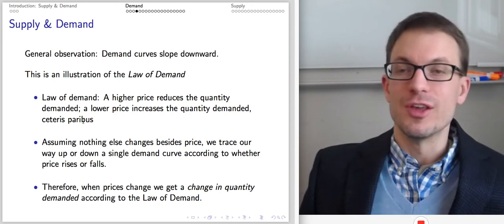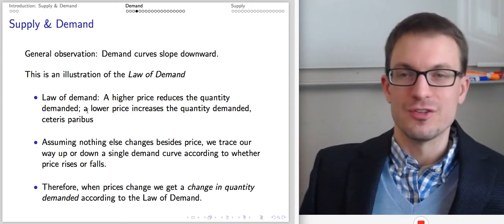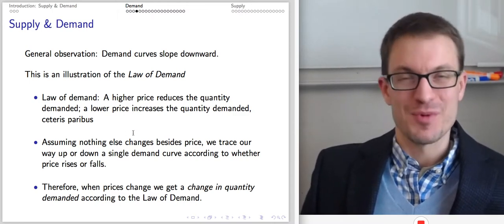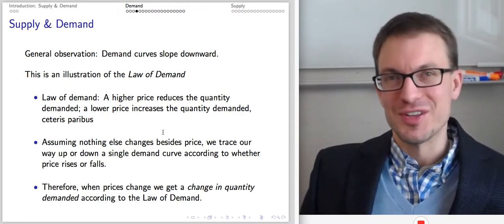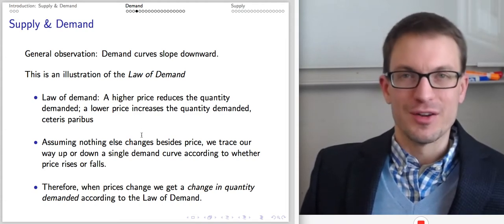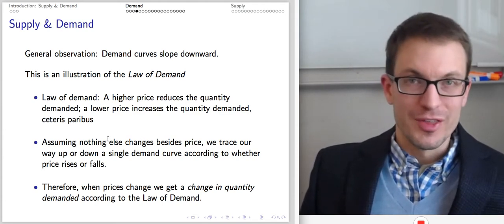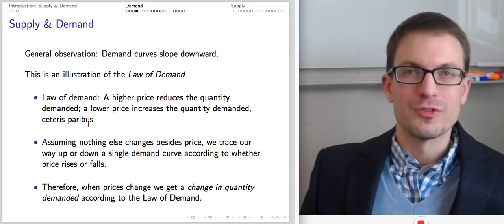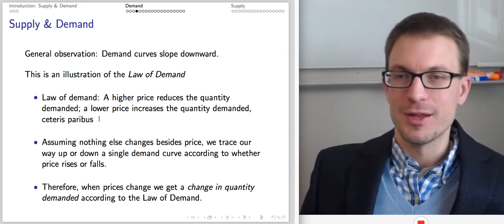So what this means is, if price changes and nothing else changes, we expect to get a change in quantity that's predictable, according to the law of demand. If price has risen, we expect quantity is going to fall. If price falls, we expect quantity to rise, as long as nothing else has changed. Right? So we'll talk about some of those other things that could change a little bit.